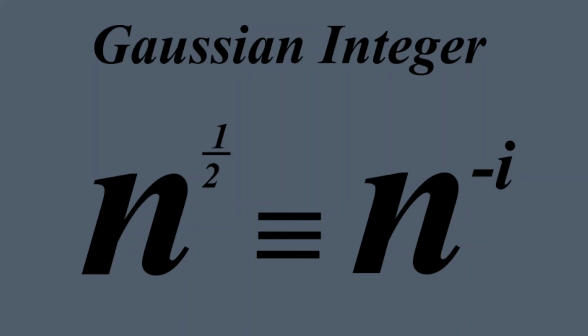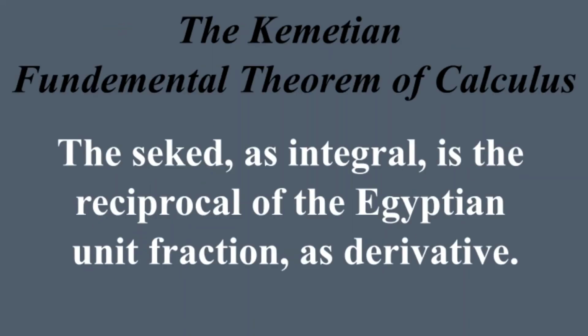Rational trigonometry, Kemetian calculus, and QATROAO may all obviate irrationality. Thus the Kemetian fundamental theorem of calculus states that the secant as integral is the reciprocal of the unit fraction as derivative. One may say, since the Kemetians came up with unit fraction calculus first, then perhaps I should rename QUIC to be QKC, Quaternion Kemetian Calculus.